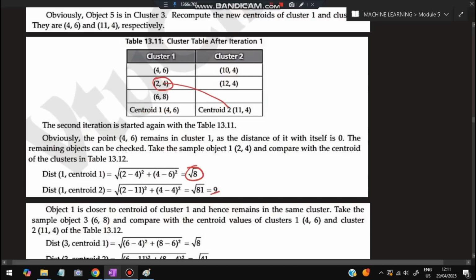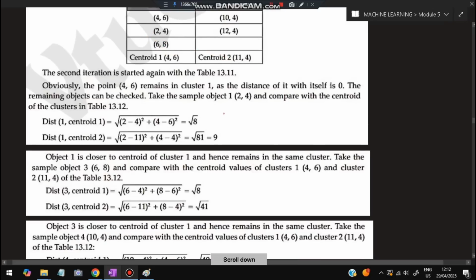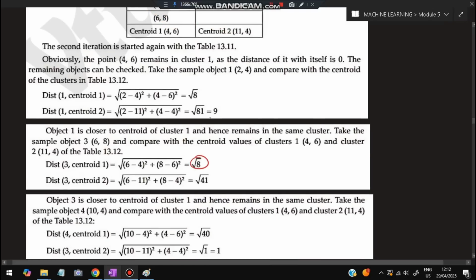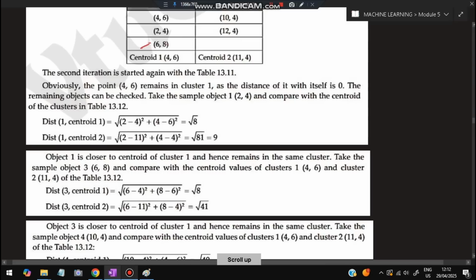Again this is lesser, which means this will remain in cluster 1 only. Second, we'll calculate this with this and this with this, then we'll see which is the lesser distance. The lesser distance again came as 8 only, so we'll be keeping it as such in cluster 1, right?